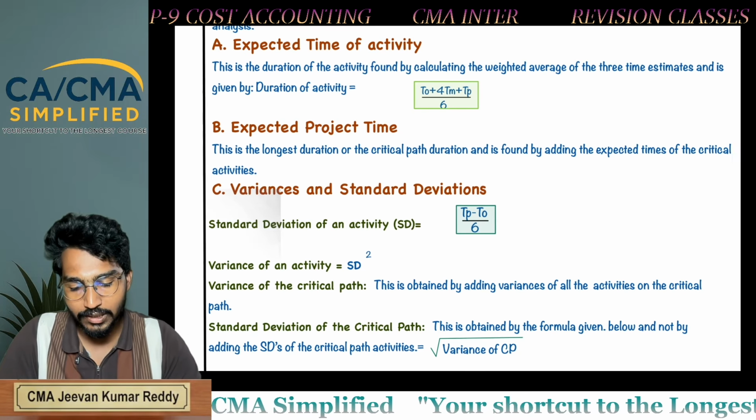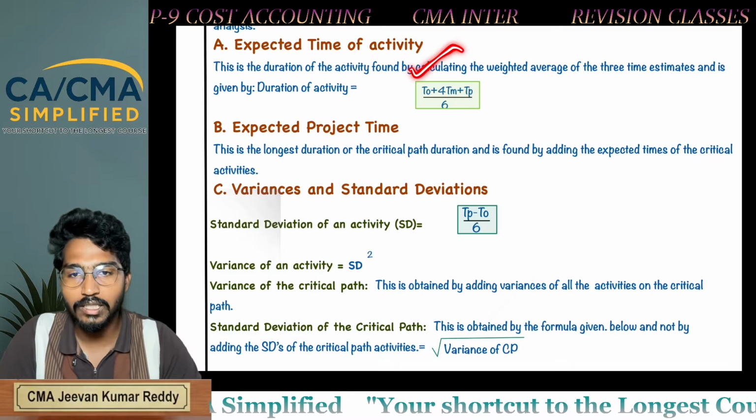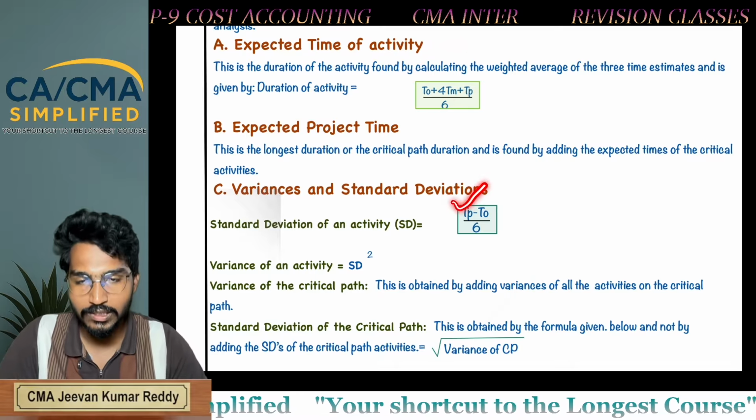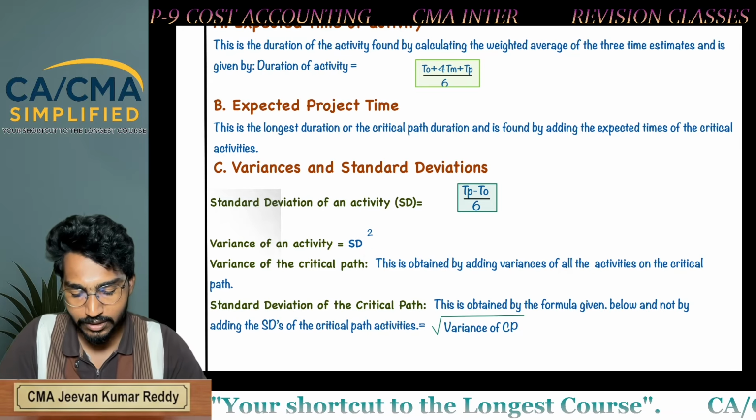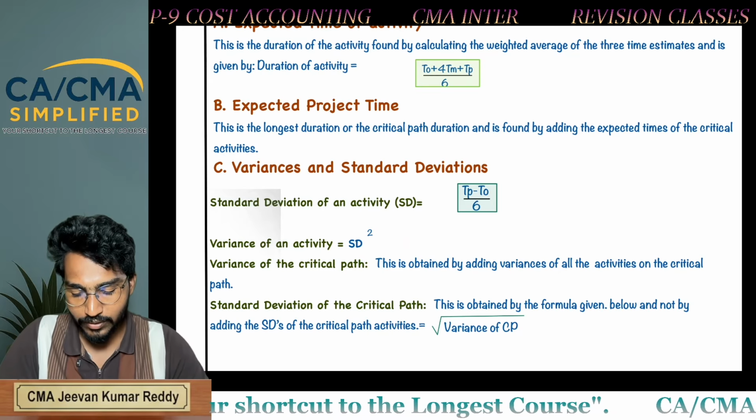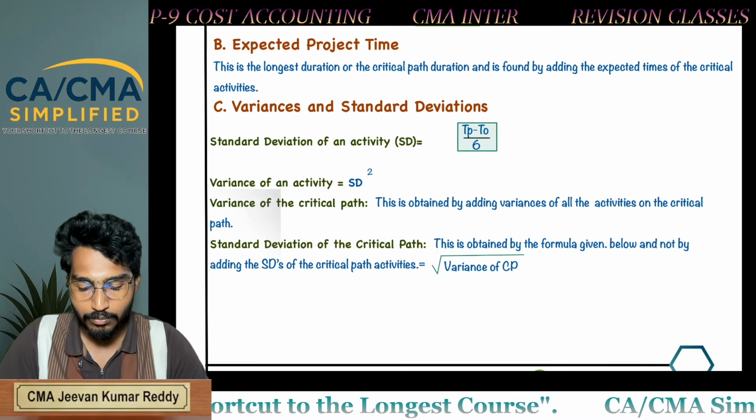We have to calculate in this sequence only. First calculate T, the expected time. Next calculate standard deviation of activity. Next calculate variance of activity. Next calculate variance of critical path. Then after that calculate standard deviation of critical path.